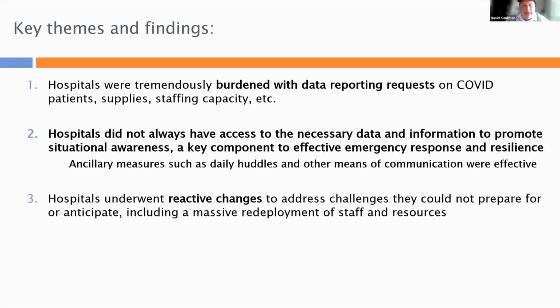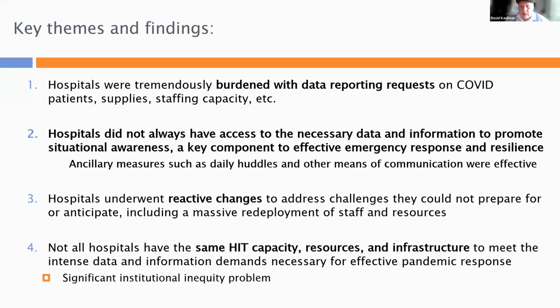Hospitals underwent reactive changes. So I think no hospital in the world was fully prepared. We were significantly underprepared, even though we put a lot of resources into planning in the months leading up to the pandemic. So there was a lot of reactivity. A very important observation, and maybe obvious in some sense, but the implications are not obvious. Not all hospitals have the same HIT capacity, resources, and infrastructure to meet the intense data and information demands necessary for effective pandemic response. That is certainly true.